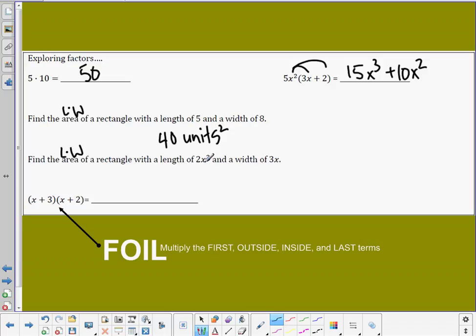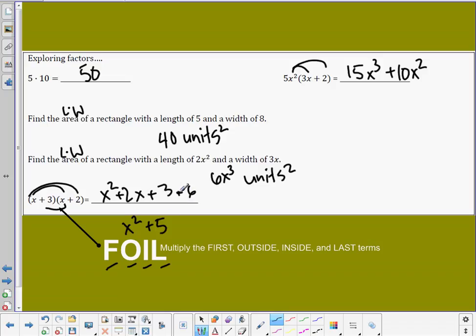And the length times the width here would give me 6x to the third units squared. Same thing when we have a binomial times a binomial, then we could go into FOILing: first, outside, inside, last. So when I FOIL these, x times x is x squared, x times 2 is 2x, inside would be 3x, and the last terms are 6, and I get x squared plus 5, oops, sorry, there's supposed to be an x there, 5x plus 6 when I FOIL that out.